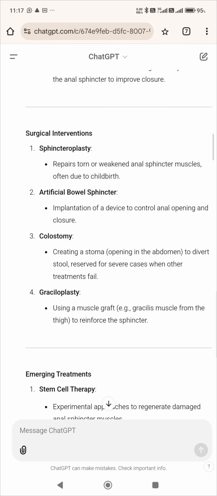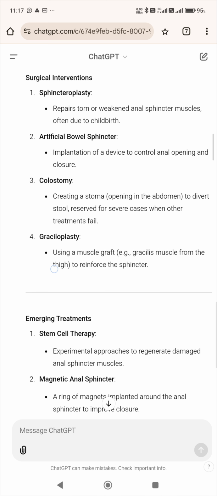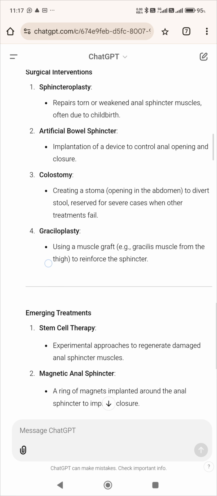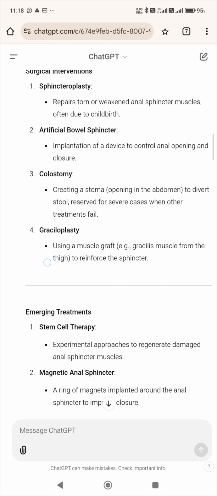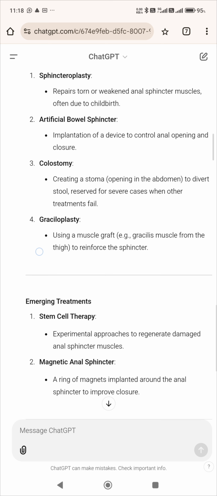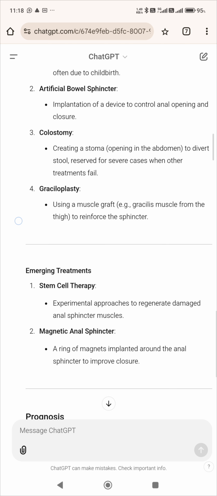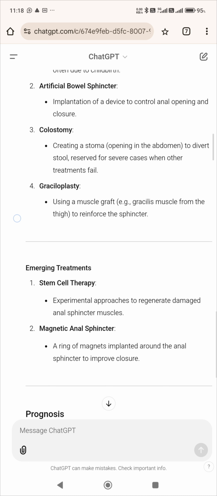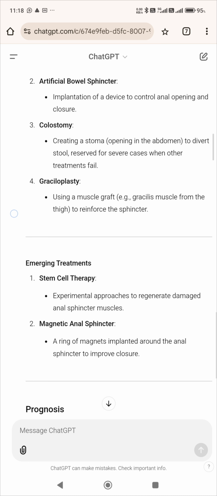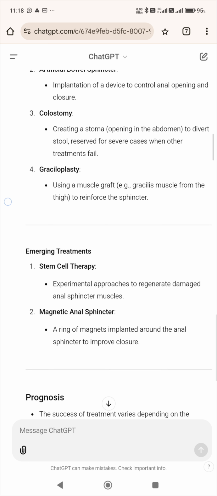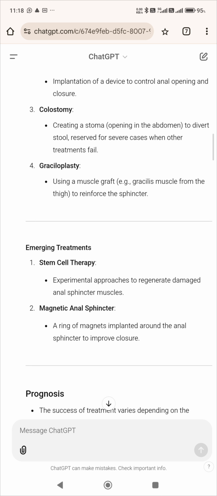Surgical interventions. 1. Sphincteroplasty, repairs torn or weakened anal sphincter muscles, often due to childbirth. 2. Artificial bowel sphincter, implantation of a device to control anal opening and closure. 3. Colostomy, creating a stoma opening in the abdomen to divert stool, reserved for severe cases when other treatments fail. 4. Graciloplasty, using a muscle graft, e.g., gracilis muscle from the thigh, to reinforce the sphincter.